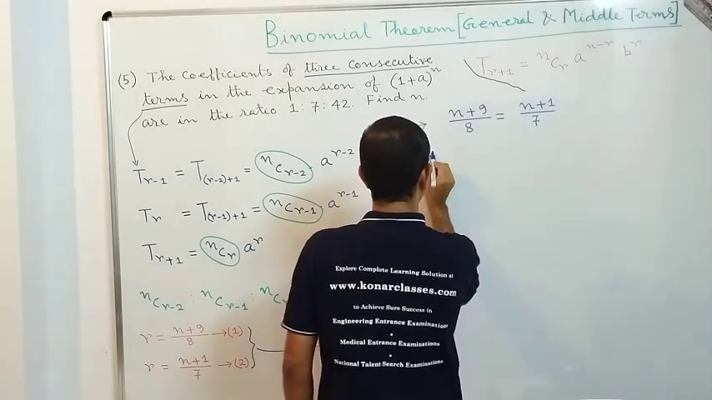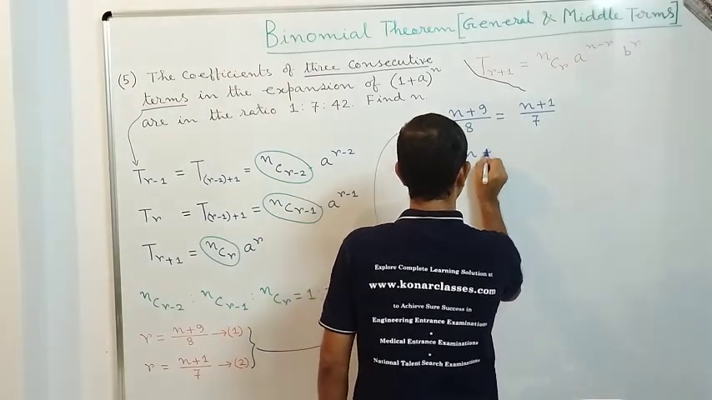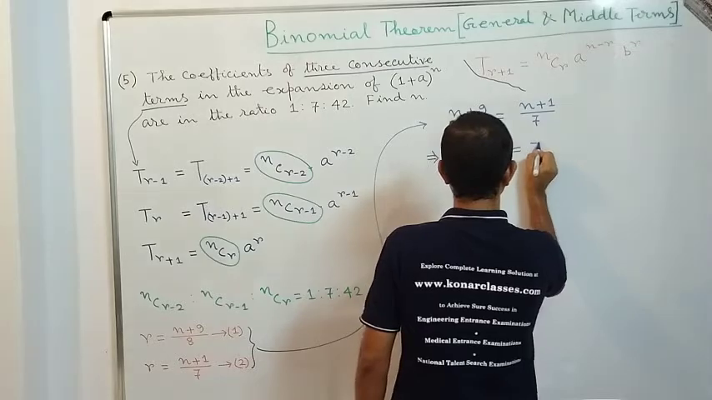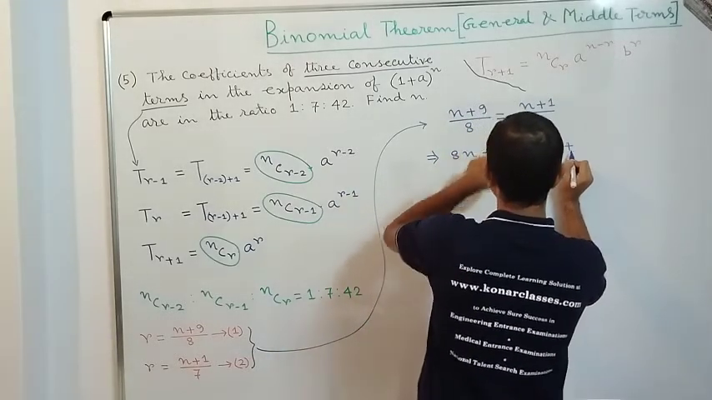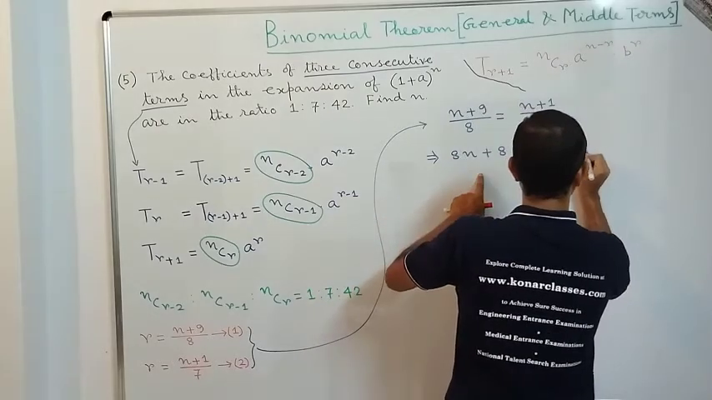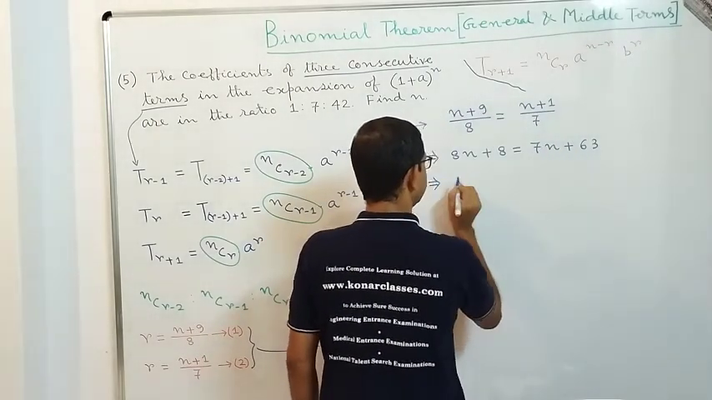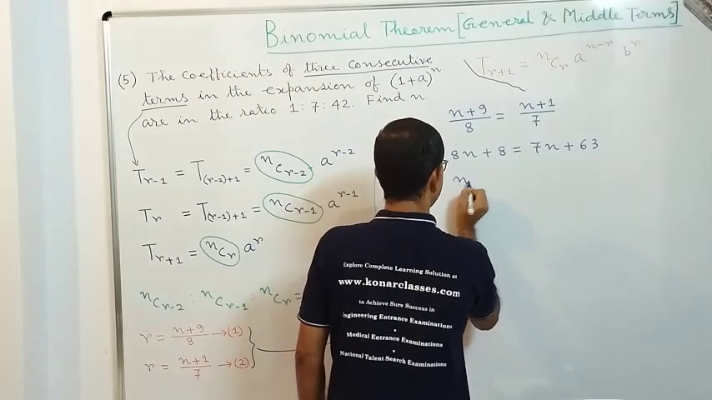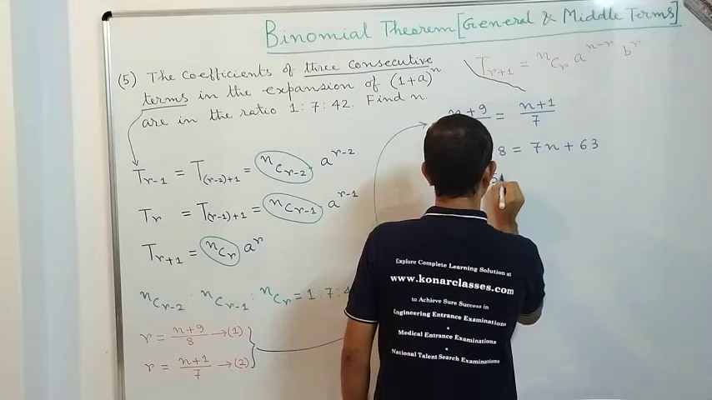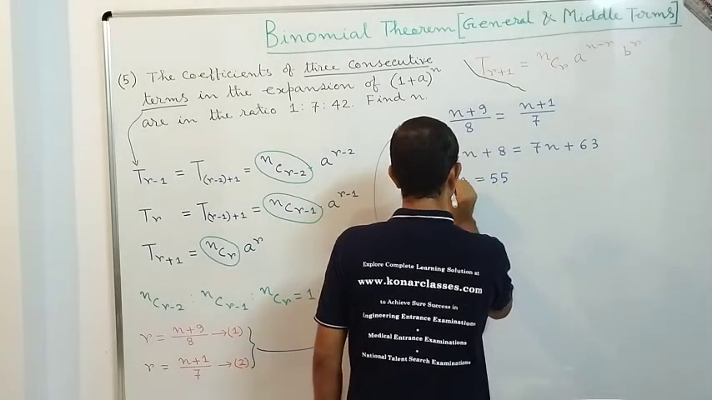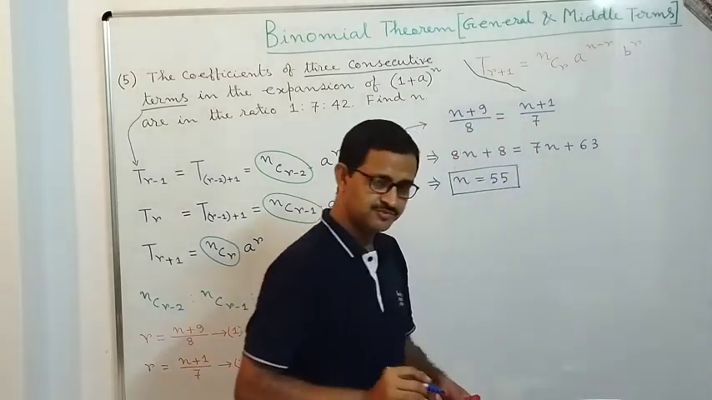Now if we cross multiply, what do we get? 8n plus 8 is equal to 7n plus 63. So that implies this 7n we bring to this side, so it is n, and the 8 to the other side, so it is equal to 55. So we get the value of n as 55, and we are done with this question.